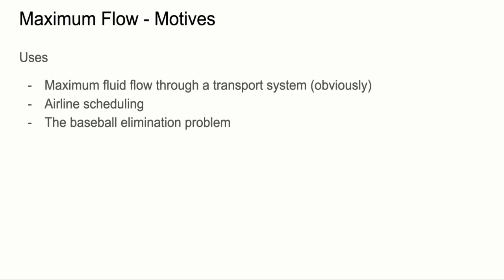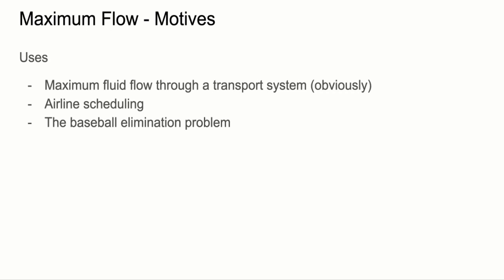and has different resources to get that water and different methods that it can travel. There's also the motive of airline scheduling. So this is scheduling planes that have flights and gates and making sure that there is enough room for an airline that is coming in and enough room for an airplane that is leaving.